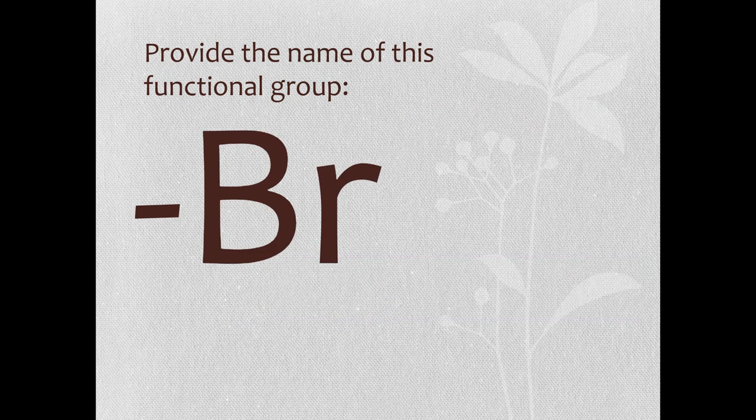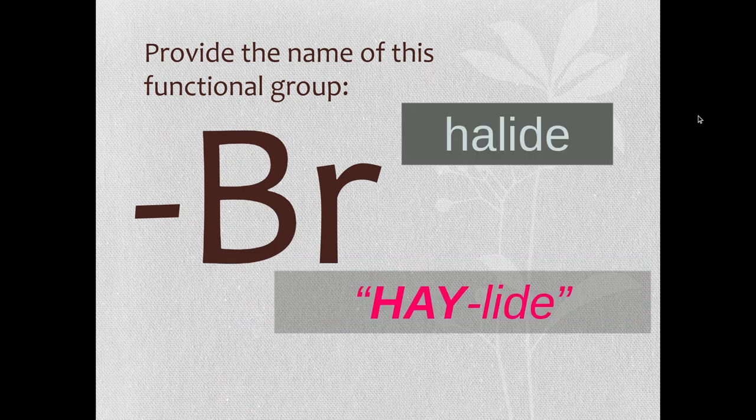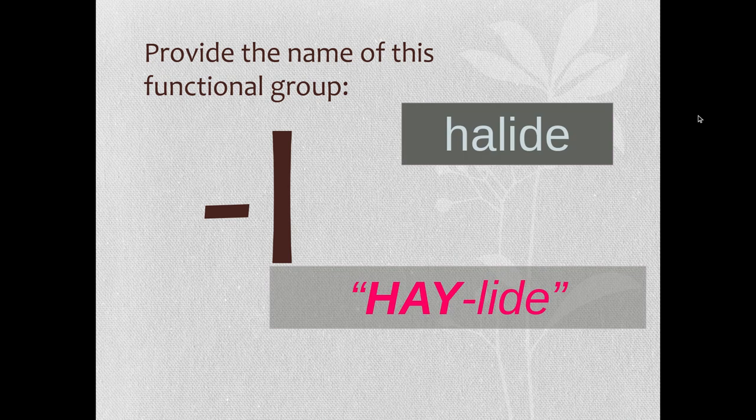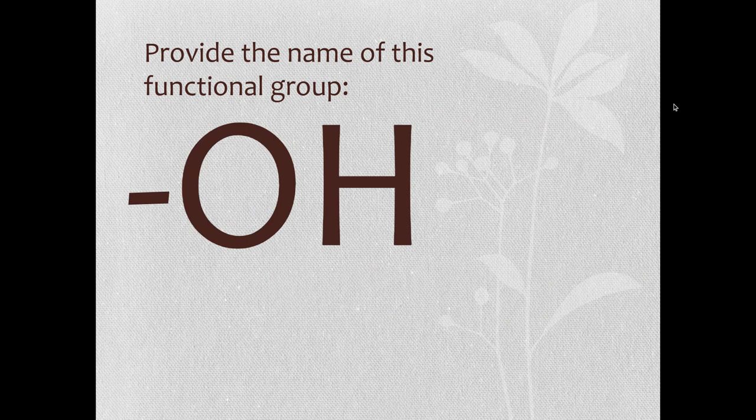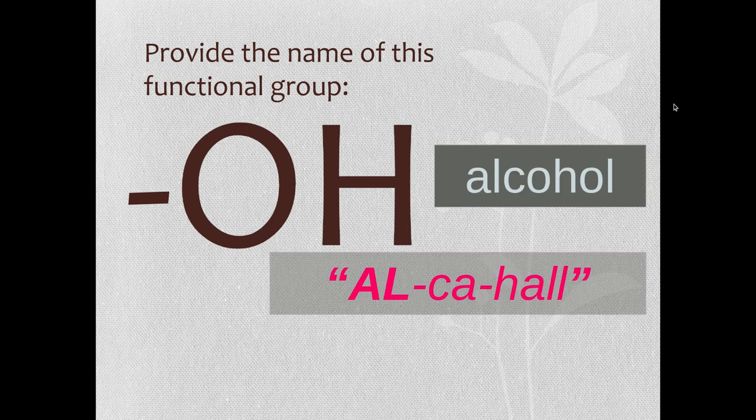Bromine is another halogen, so we also call this one a halide. Iodine is the last of the halogens, and we call it a halide, or again, it can also be pronounced halide. When you see an OH bonded to a carbon, we call this an alcohol group, alcohol.